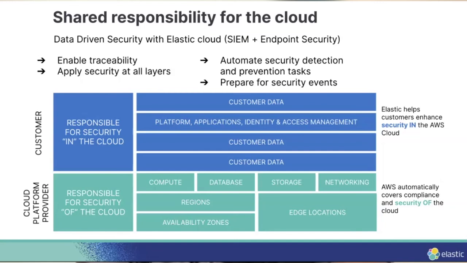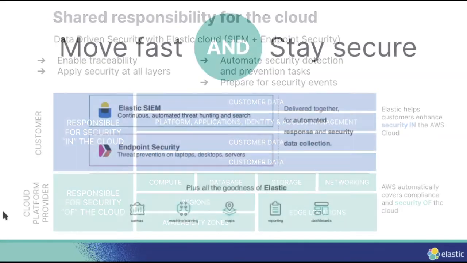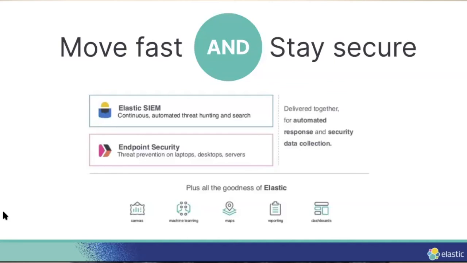For example, services such as Amazon Elastic Compute Cloud, or EC2, Amazon Virtual Private Cloud, or Amazon VPC, and Amazon S3 are categorized as infrastructure as a service, and as such require the customer to perform all the necessary security configuration and management tasks. AWS gives the customer a secure platform, and Elastic will allow you to operate securely on that platform in an automated way.